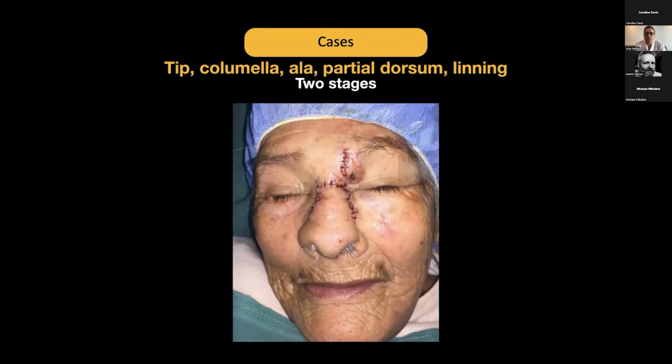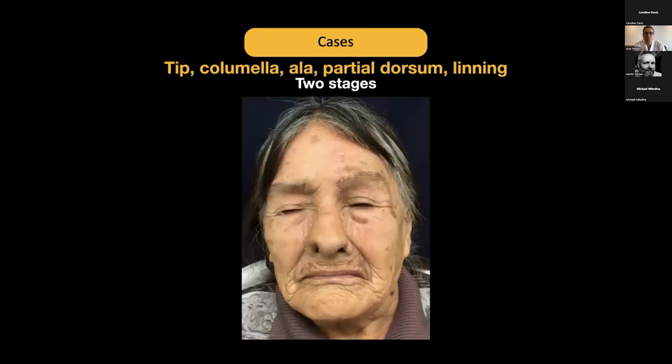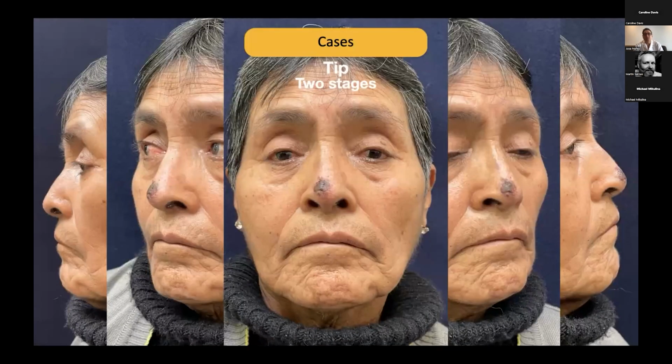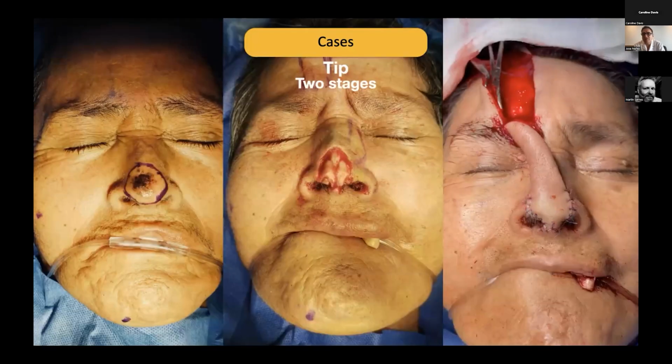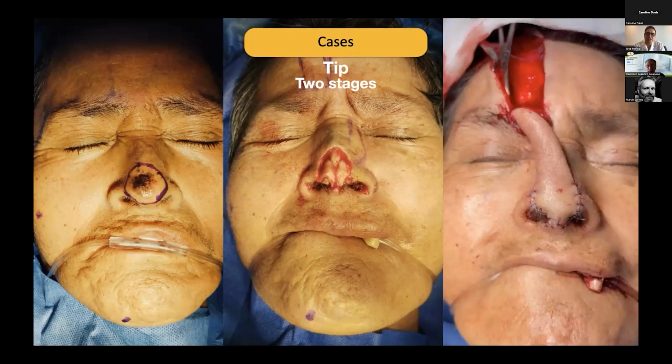I would like to do another one because it would be better for the patient, but she refused because of her age, and she came from the interior of the country. This is the result 1 year after the procedure. This is a two-stage procedure with removal of a basal cell skin cancer. This is the result after the first procedure.